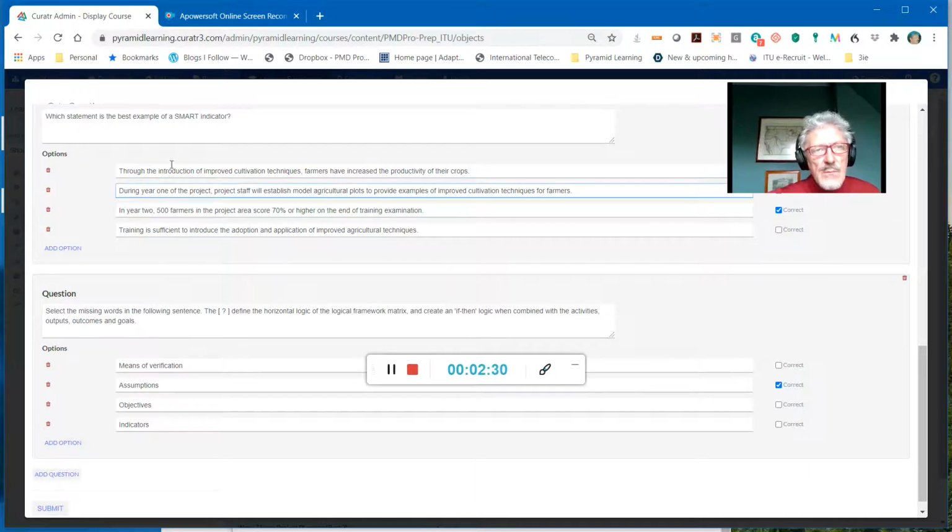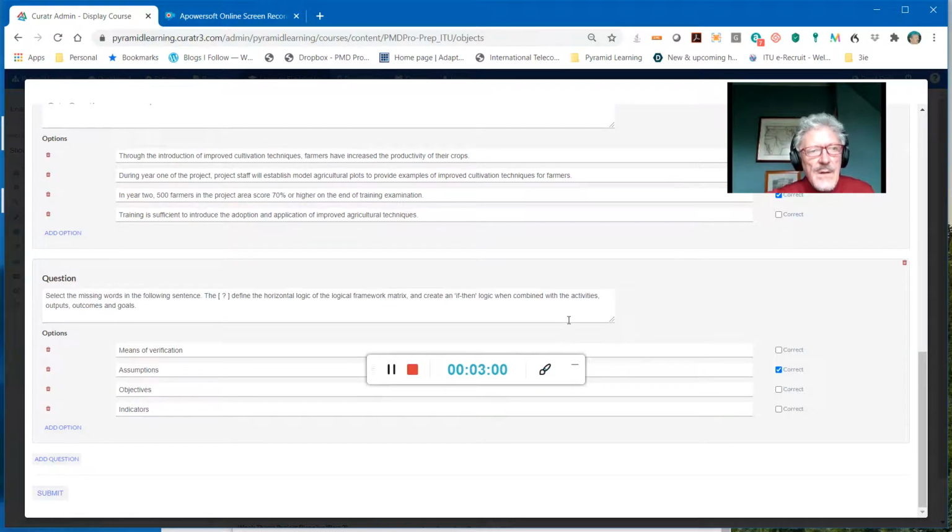And the whole thing is saying, well, which cultivation, what do we mean by improved, what do we mean by increased, etc. Let's look at this one. During year 1 of the project, staff will establish model plots, how many, where, what do we mean by improved, etc. Not SMART. And last of all, training is sufficient. This isn't an indicator at all, it's an assumption. So, correct answer is C.